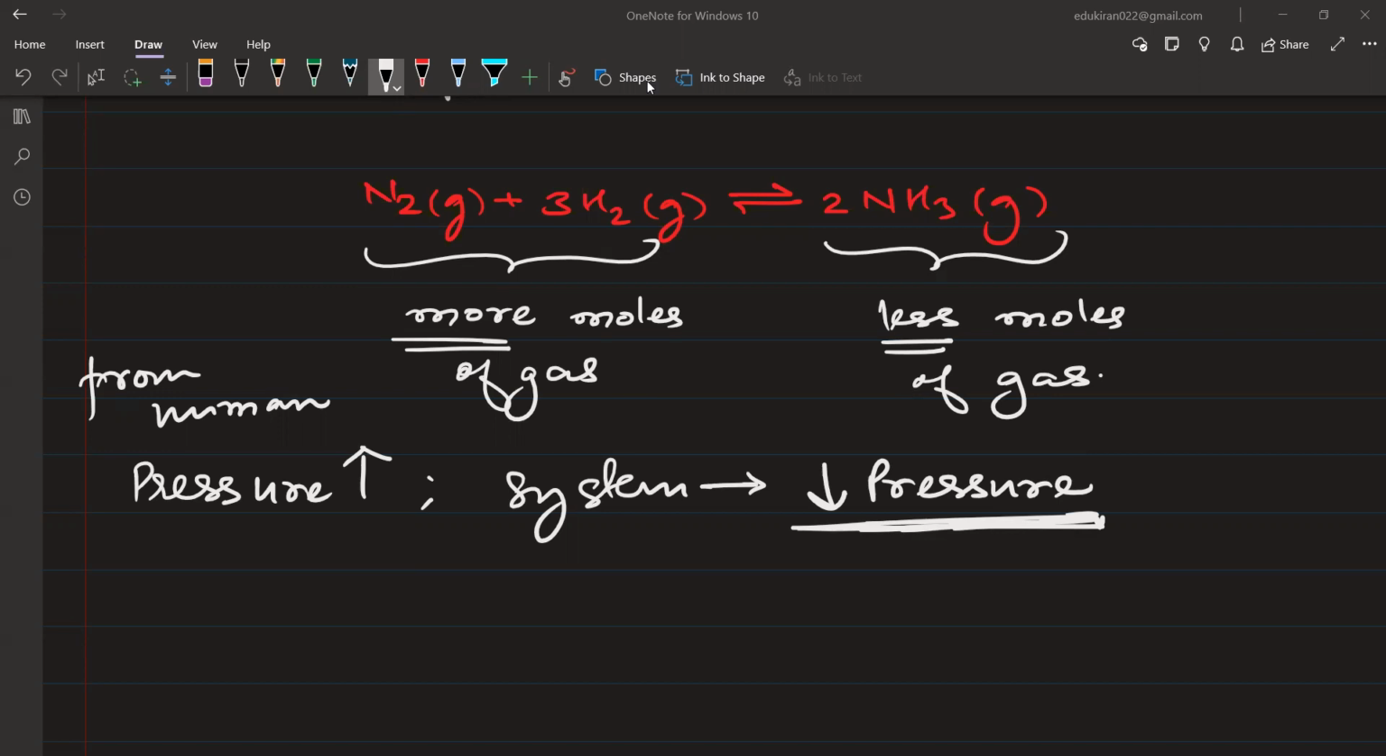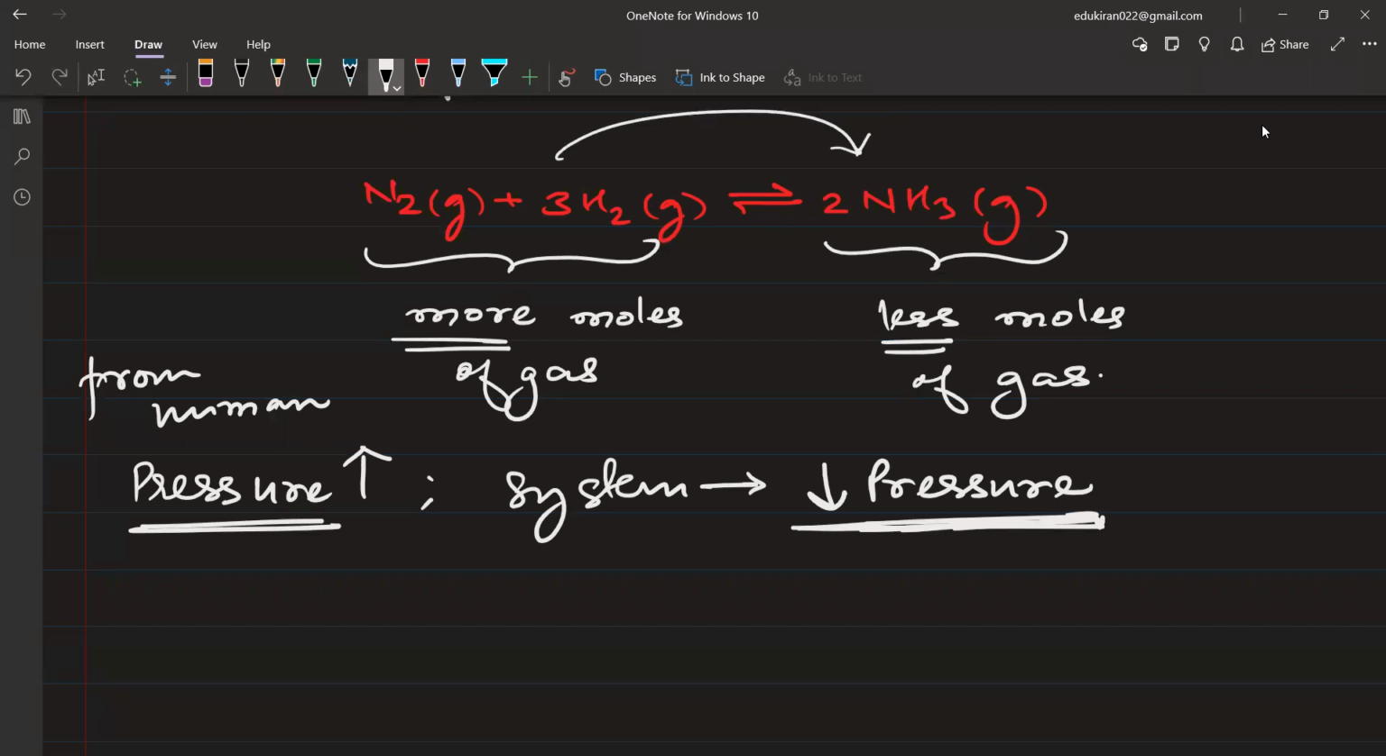Yes, correct. है ना? I hope it is very intuitive that if you have less moles of gas, then the pressure will also be less. That is why if you increase the pressure, है ना? Human क्या कर रहा है? It is increasing the pressure. System क्या करेगा? It will decrease the pressure, and if it is decreasing the pressure, it can decrease the pressure only by moving from more moles of gas to less moles of gas.